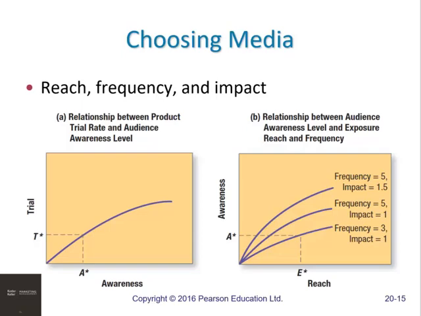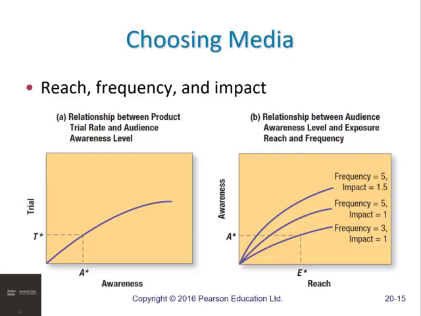If the advertiser seeks a product trial rate of T, it will be necessary to achieve a brand awareness level of A. The next task is to find out how many exposures, E, will produce a level of audience awareness of A. The effect of exposures on audience awareness depends on the exposure's reach, frequency, and impact.